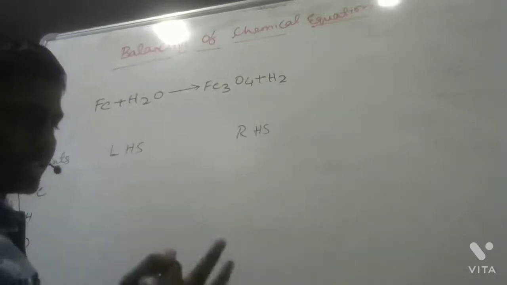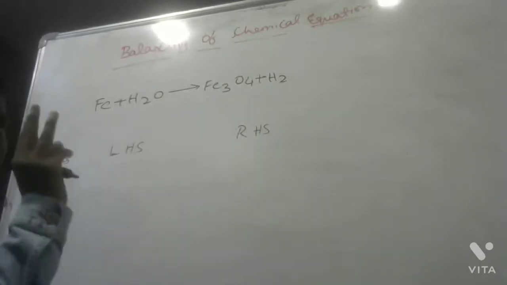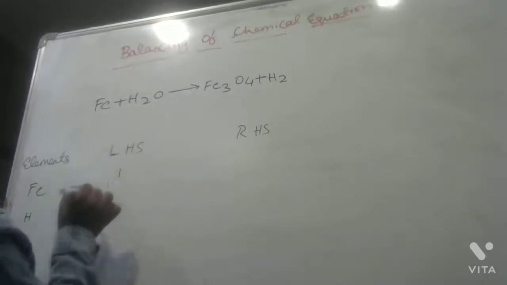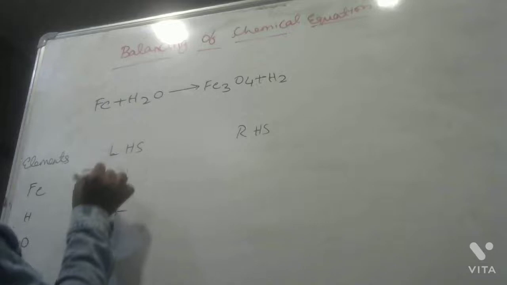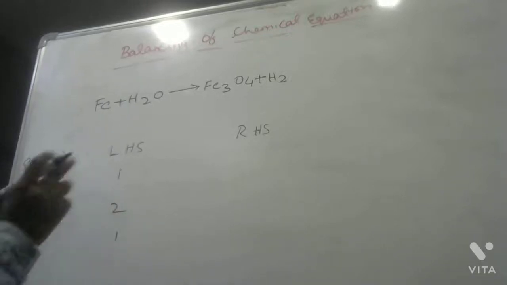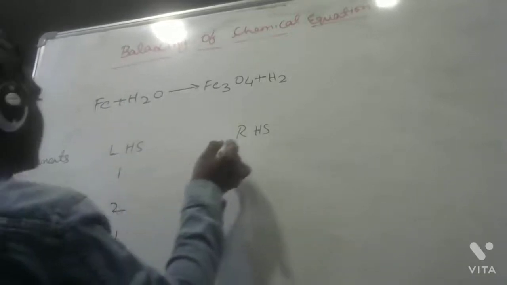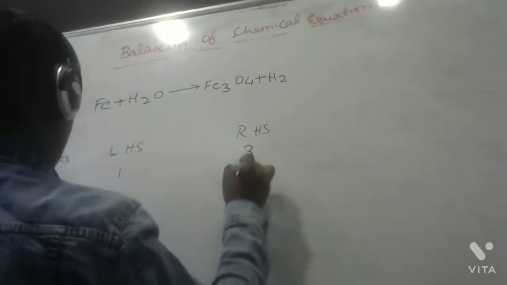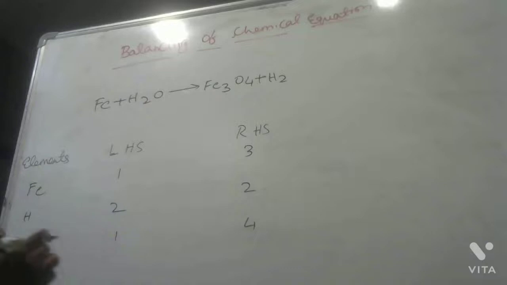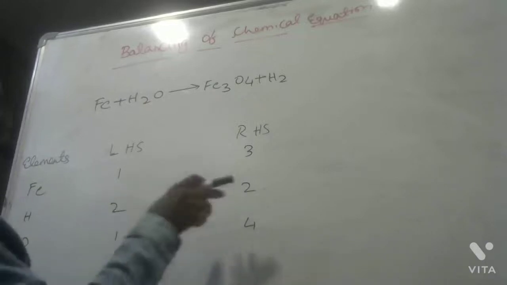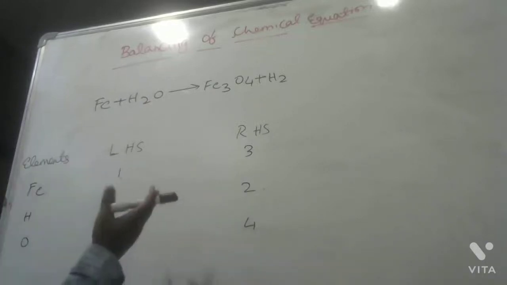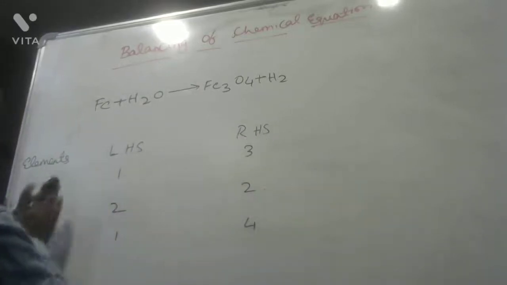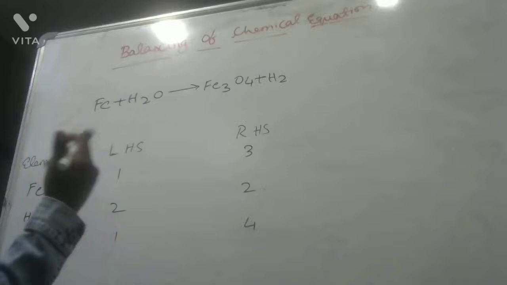Now the second step is done. Coming to the third step, writing the subscripts. On the LHS, Fe is 1, H is 2, O is 1. Next, coming to the RHS, Fe is 3, oxygen is 4, hydrogen is 2 again. Now this seems to be a bit balanced, but it may not be fully balanced because while we are balancing these two, Fe and O, this may get unbalanced again.